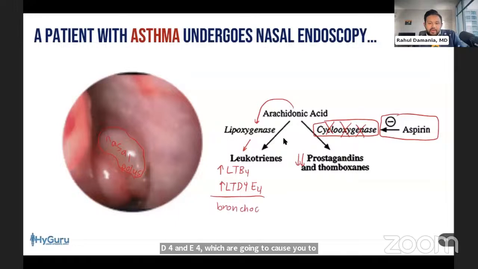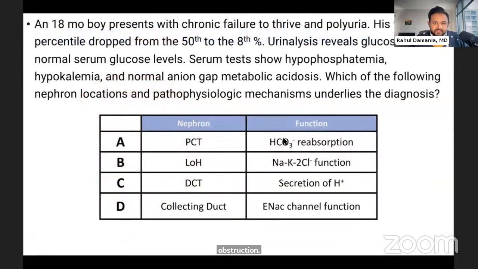And what they'll put in the vignette is they got aspirin, maybe they have some coronary artery disease, etc. And then on physical exam, they will have wheezing. And that's how you recognize that there is lower airway obstruction. Okay. So asthma, nasal polyps, and aspirin intolerance.